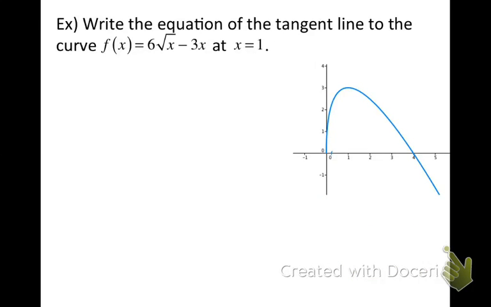And really, I want to show you this example just so I can show you one little extra thing that can be thrown into a problem such as this. Now, you see the function that we're going to try to write the equation of the tangent line for is f of x equals 6 square root of x minus 3x. And this is the graph of that function. Just got it from a graphing utility.